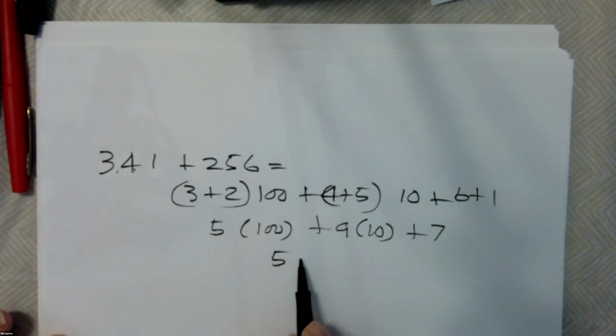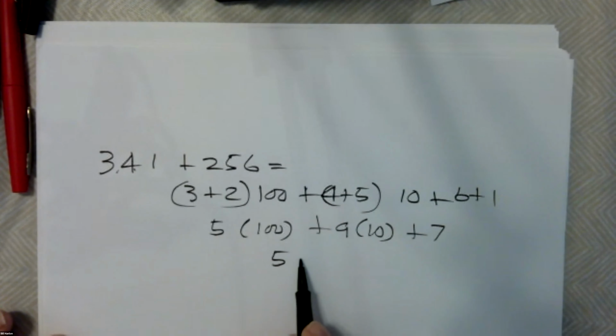Well, what does that look like when they get to an algebra class? 341 looks like 3x² + 4x + 1. And we're going to add that to 256. In an algebra class, that looks like 2x² + 5x + 6.